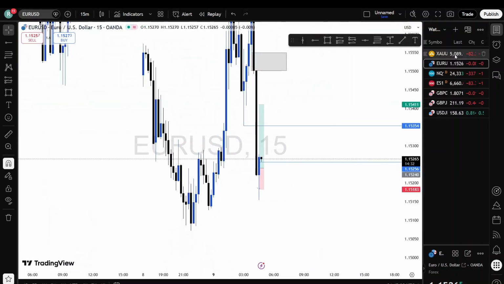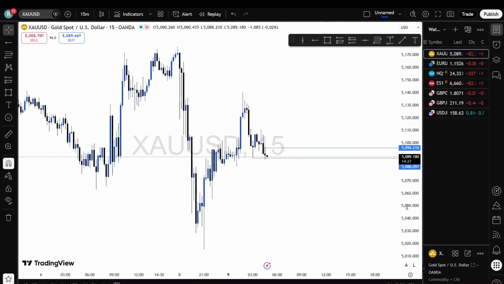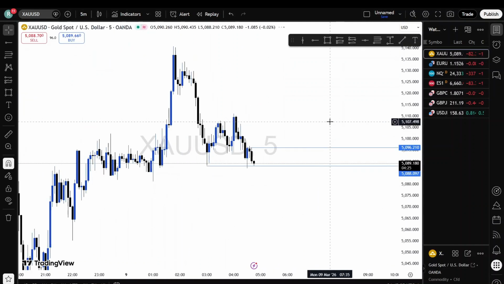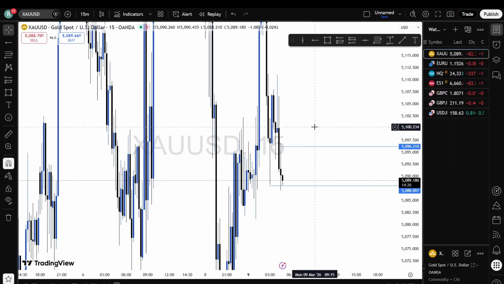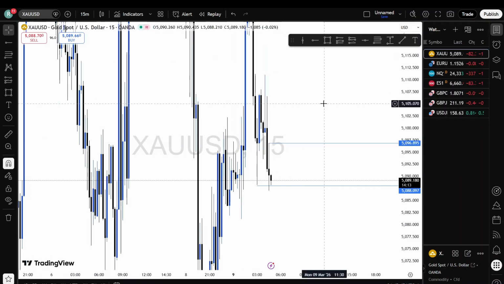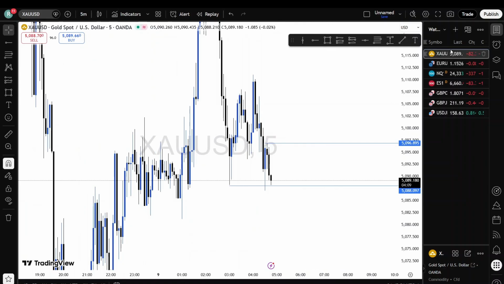Let's see what's happening in gold. Gold came down, the 50 minutes candle closed, and created this bearish FVG. 30 minutes has not created any FVG. 5 minutes is here.